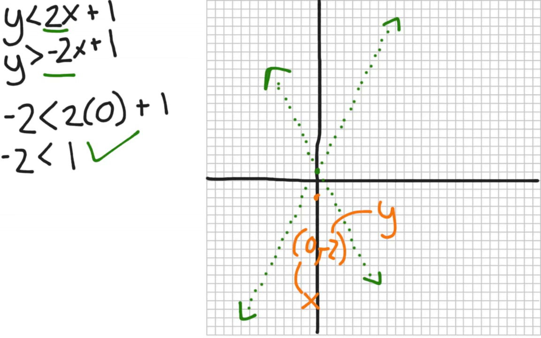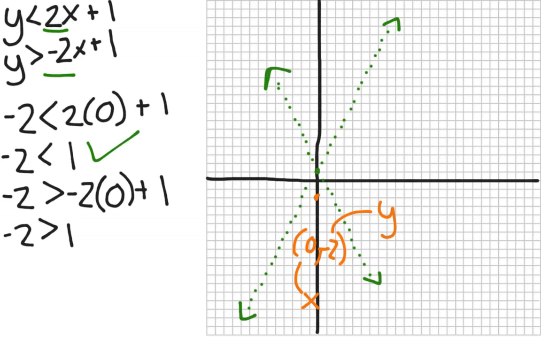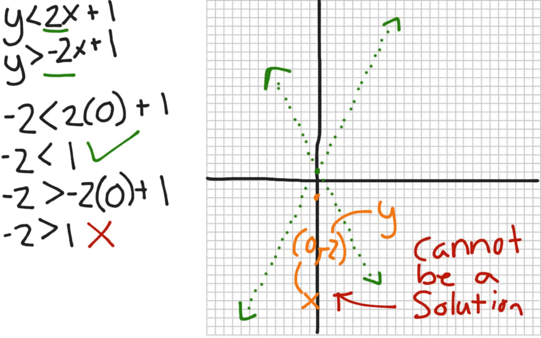So I'll substitute the same point into the second inequality. Again, y is -2, greater than -2 times 0 plus 1. Well, -2 times 0 is 0, plus 1 is 1. So I have -2 is greater than 1. -2 is definitely not greater than 1. So that means that this region cannot be a solution, because both inequalities have to be true at the same time, and our second inequality wasn't true. So we need to pick a new point to test.